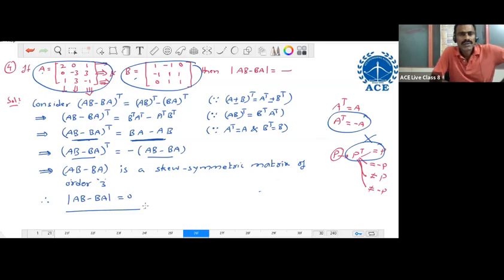Actually, we are given two symmetric matrices: A is a symmetric matrix, B is a symmetric matrix. That is why we check whether the given matrix is also symmetric or not. While checking for symmetry, we check this condition. We do it like this only. So the required matrix AB minus BA is not symmetric, but it is skew symmetric. That is why it is a singular matrix.